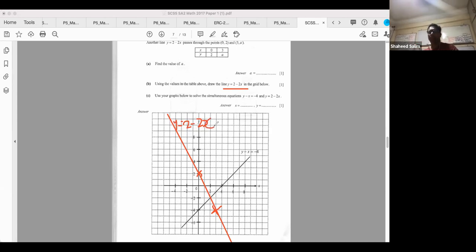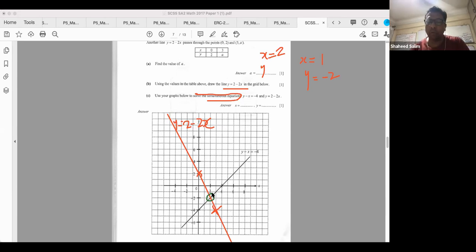So what do you do now? They say use your graph to solve the simultaneous equation. This is the simultaneous equation. I thought it's graph. So do you remember this now? You did your simultaneous equation. You get x equals 1, or -1 or something, and then y equals -2, something like that. You know what you are finding? You are finding this particular spot down here, the intersection.